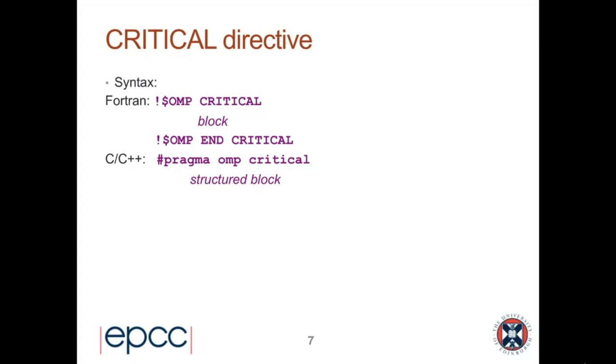So the syntax looks like this. In Fortran, it's the critical directive followed by a block of code and then end critical, and then C++: hash pragma omp critical, followed by a structured block. The structured block, as usual, consists either of a single statement or a set of statements in curly braces.